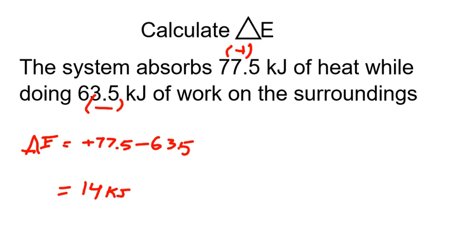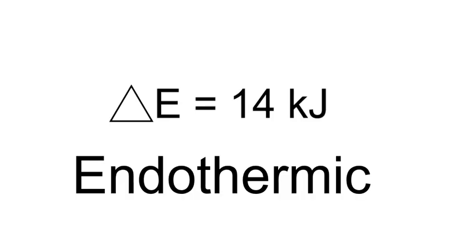Really the only two big caveats to this equation is making sure that your signs are correct, and also making sure that both Q and W have the same unit. They either both need to be kilojoules or both joules. So depending on the problem, make sure that if one value is in joules and one value is in kilojoules, you do that conversion. And because this is a positive energy change, that means it's endothermic. It is absorbing more heat from the surroundings than it is performing work.